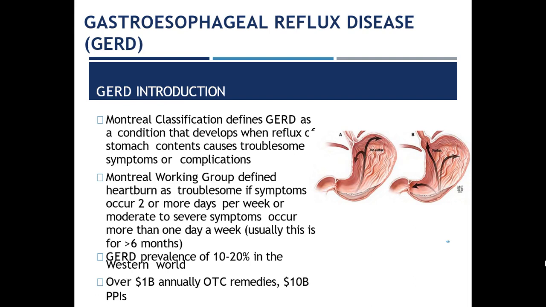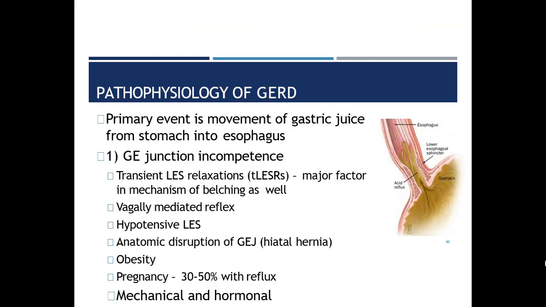GERD has a prevalence of 10 to 20% in the Western world, and they are spending over $1 billion on these PPIs or proton pump inhibitors. Now what is the pathophysiology of GERD? Why does GERD occur in some patients? The primary event is the movement of gastric juice from the stomach into the esophagus, which I already told you. And why does it come to the esophagus? Because of gastroesophageal junction incompetency.